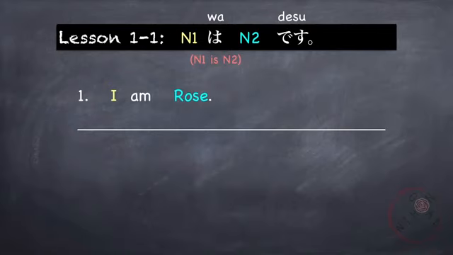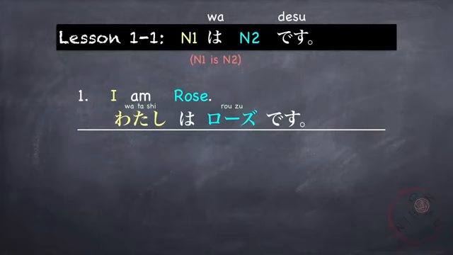I am Rose. Of course, the first thing you would say aside from greeting is introducing yourself. So how do you introduce yourself? I am, and then your name. If you checked out the vocabulary list for this lesson, you would know that I is watashi. Rose in katakana is Rose. Okay, so using the pattern above, let's make this into a full sentence. Watashi wa Rose desu. I am Rose. Very simple.